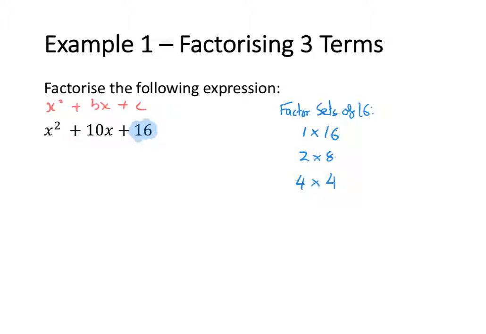Now that I've identified my factor sets of 16, I want to add those two numbers together, and I'm looking for numbers that add up to give me my B value, which in this case is positive 10. So 1 plus 16 is equal to 17, 2 plus 8 is equal to 10, 4 plus 4 is equal to 8. So I can select the factor set of 2 and 8 as the factor set I need to use in my factorization.